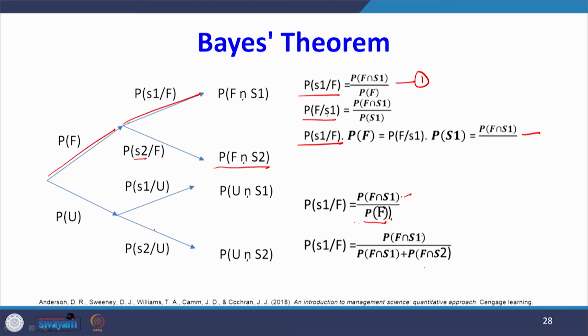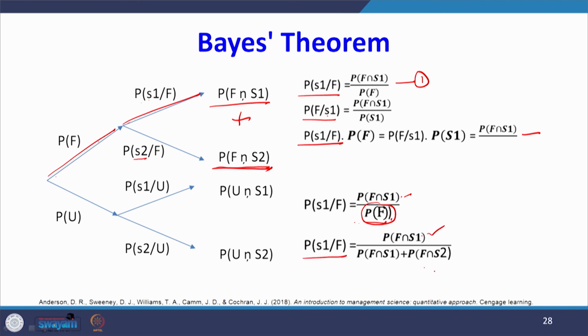So, now what I can do, this P of F can be replaced. How can we replace it? Because P of F is split into two branches. So, instead of P of F, we can write P of F intersection S1 plus P of F intersection S2. So, if you divide this P of F intersection S1 by the sum of P of F intersection S1 plus P of F intersection S2, I can get P of S1 given F.